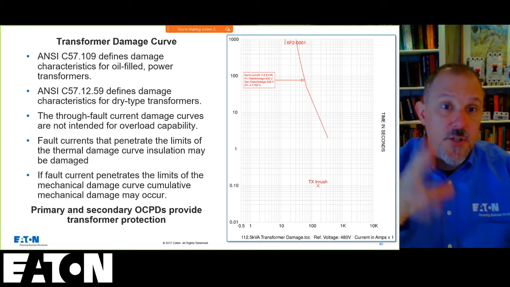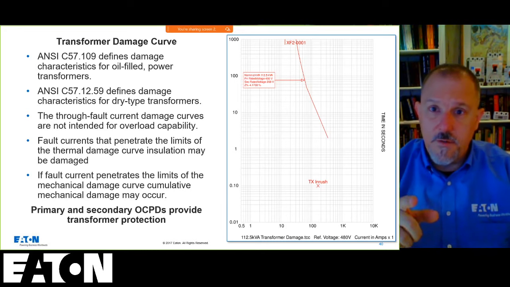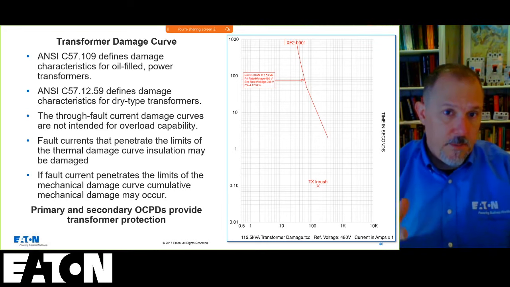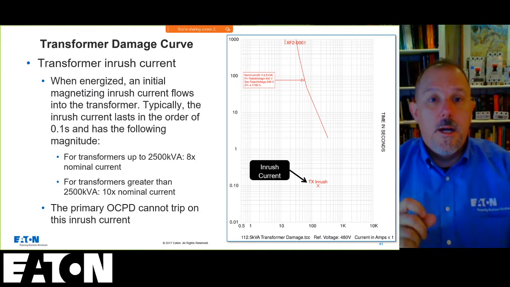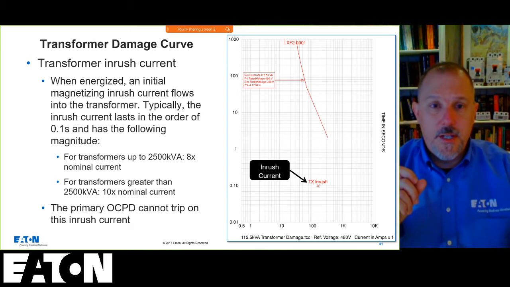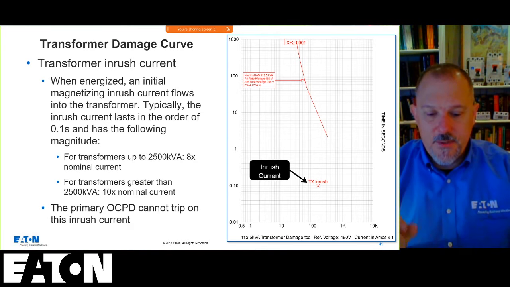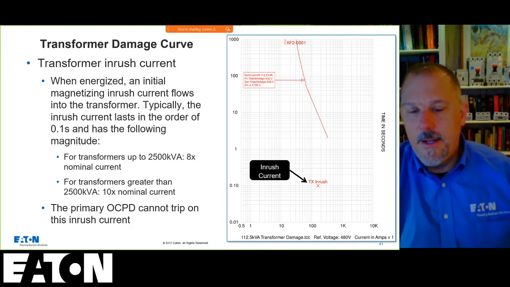So in any case, you'll see two things on here. You see the damage curve, and you see another important piece of information, which is that inrush current. Now, the inrush current is when you first energize. Remember, when you're dealing with iron.